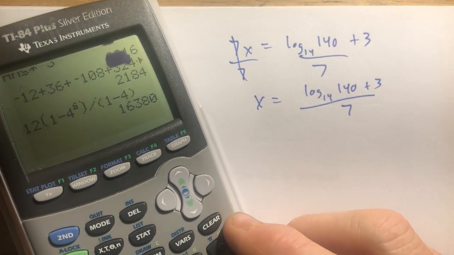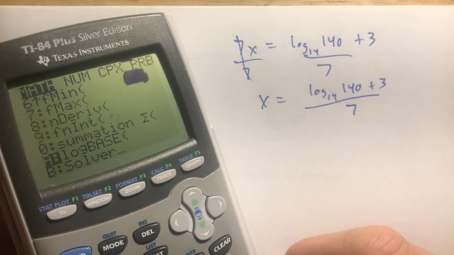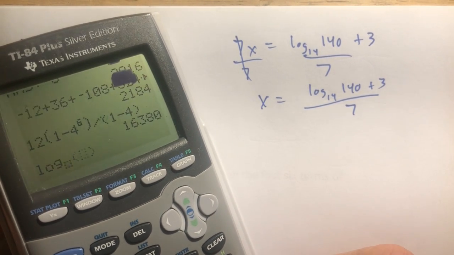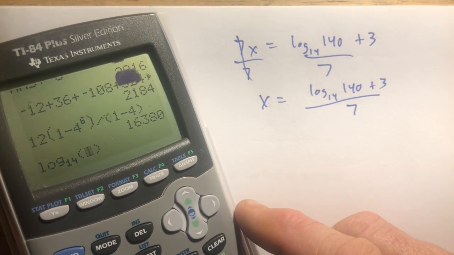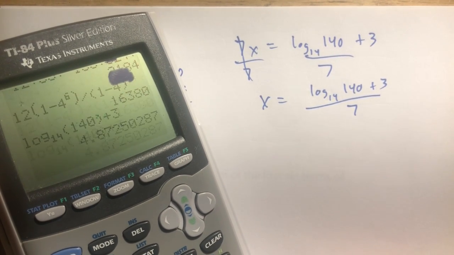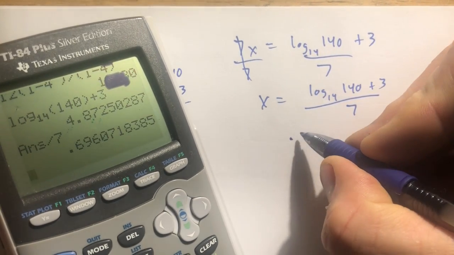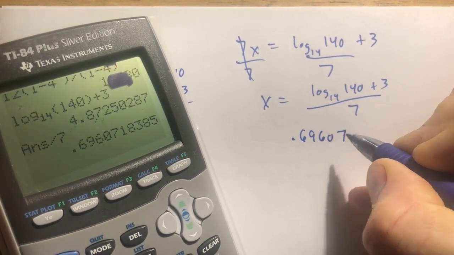All right, so watch me as I punch this in. I've got log base right here. So log base, that's 14 is my base, and my argument's 140. And then just come outside, I add 3, hit enter, and now divide by 7. And there's my answer right there, 0.69607.